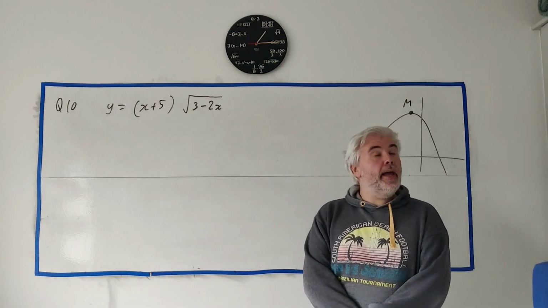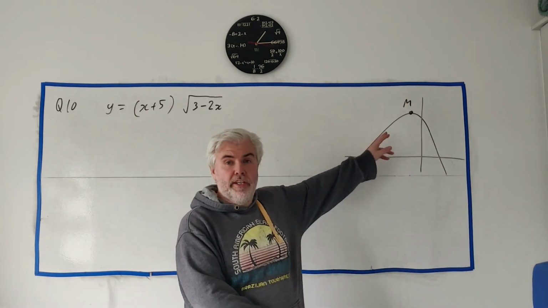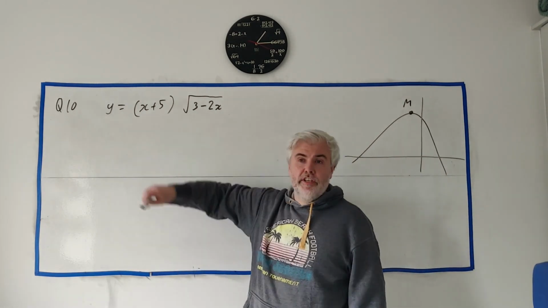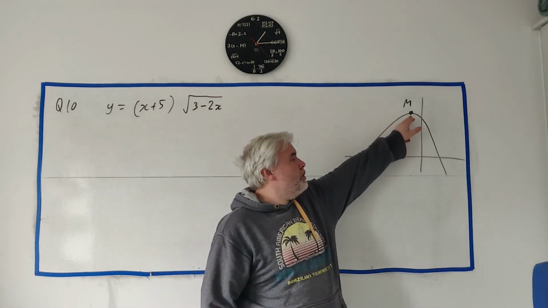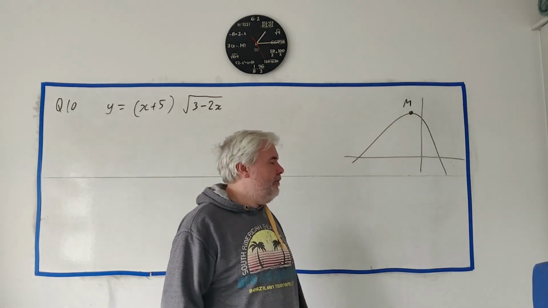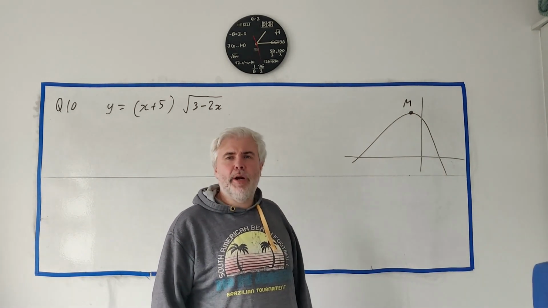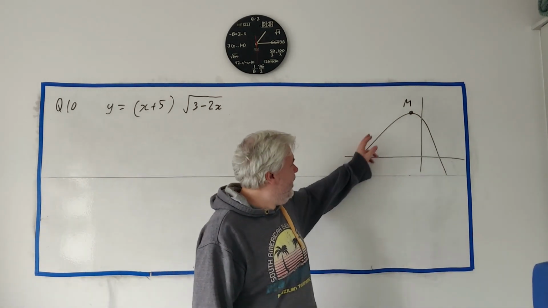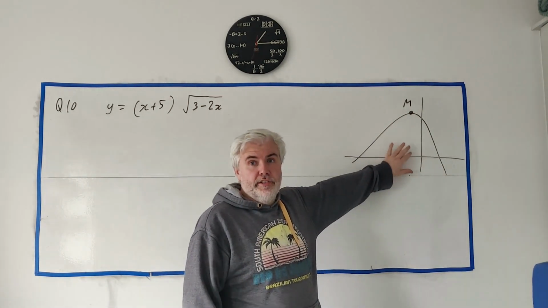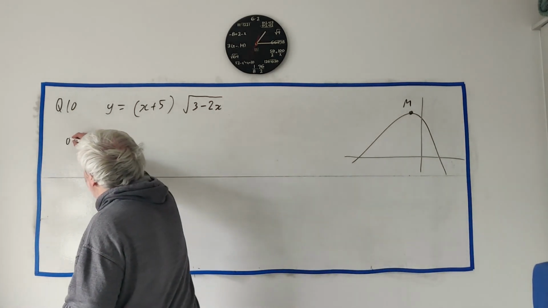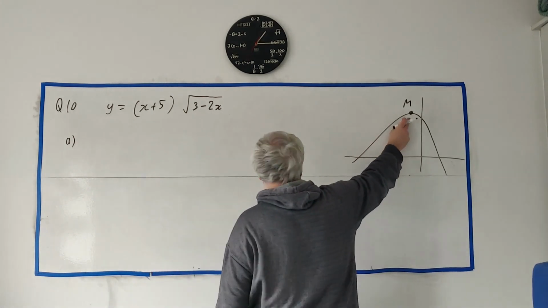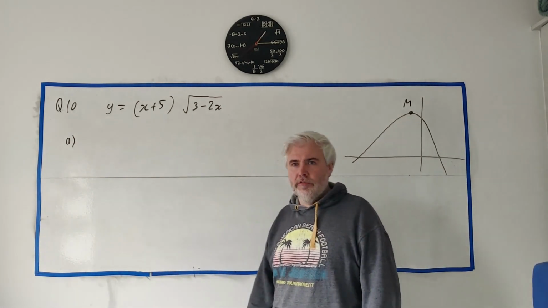In question 10, we're given the equation of this curve here, as you see up here, and we're asked to find the exact coordinates of M, which we're told is the maximum height of this curve. And then in part B, we're going to be asked to find the area underneath this curve. Okay, let's start off with A, finding the maximum, finding M here, which is the maximum of the curve.